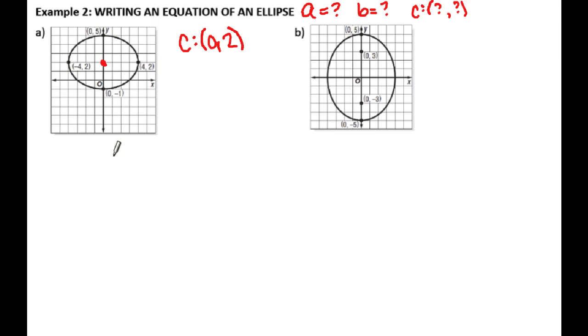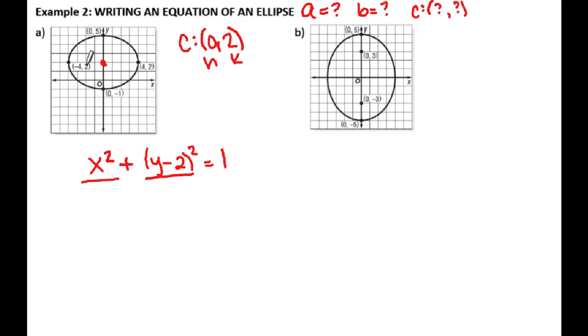Now that I know my center, I can go ahead and set up the top part of our equation right away. So this is my h, and that's my k. So I have x minus h. Well, x minus 0 is just x. So that gives me x squared plus y minus k, quantity squared, equals 1.